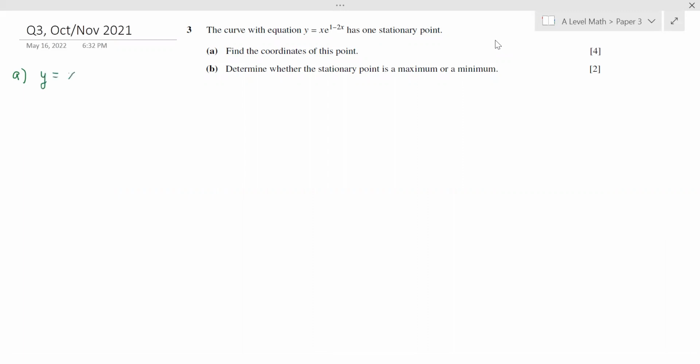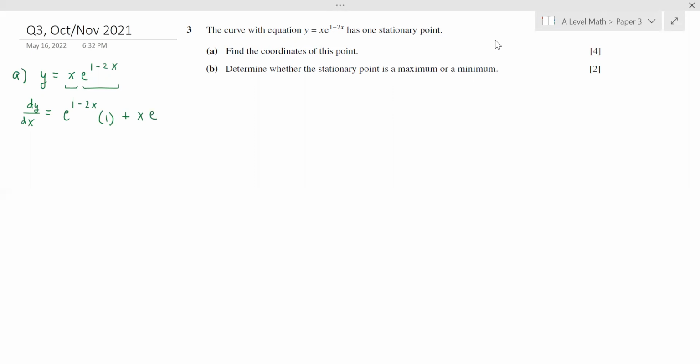Since y is x e to the 1 minus 2x, we have the product of two functions here. To find dy dx, we need to apply the product rule. So we hold the second term, differentiate the first term. Then we have e to the 1 minus 2x. When we differentiate x with respect to x, we have 1. And now we hold x and differentiate e to the 1 minus 2x.